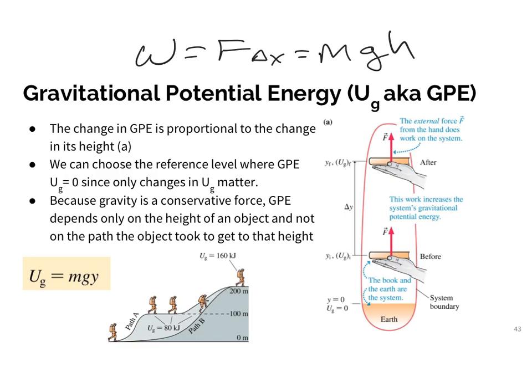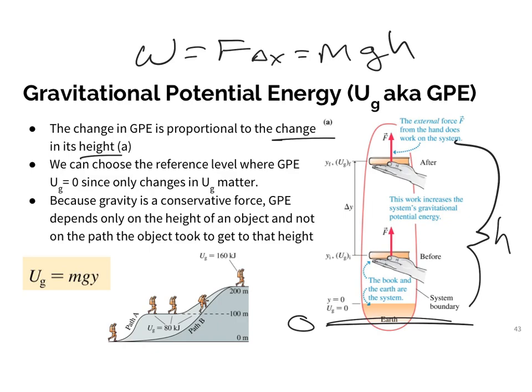So gravitational potential energy is proportional to the change in its height. And if we put the ground or the earth as our zero point, then the height above that is going to be our final y position, and that'll be how much potential energy we have. And all it depends on is the height.